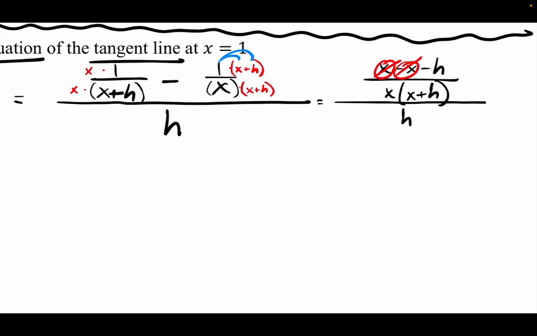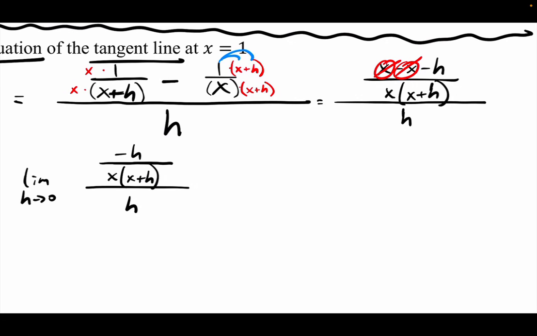Okay, so let me rewrite what I got. It's still going to be negative h. The limit as h approaches 0, I have negative h on top, x times x plus h on the bottom, and h on the bottom. So it's called a complex fraction because it's a fraction on top of a fraction. That's what we did, right? We multiplied by the reciprocal, or keep, change, flip, right? We took the top fraction and divided it by h.